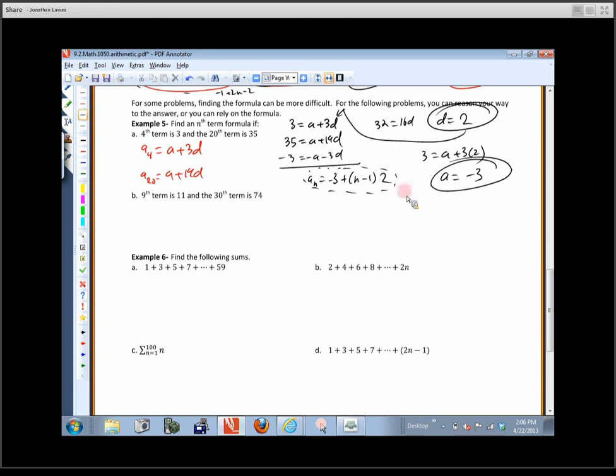Okay? Now, what you're going to see in the back of the book would be this. Negative 3 plus 2n minus 2. It's going to be a sub n equals 2n minus 5. That is what you'd see in the back of the book. It's okay if we do negative 5 plus 2n, correct? Sure. Yep, that's fine.